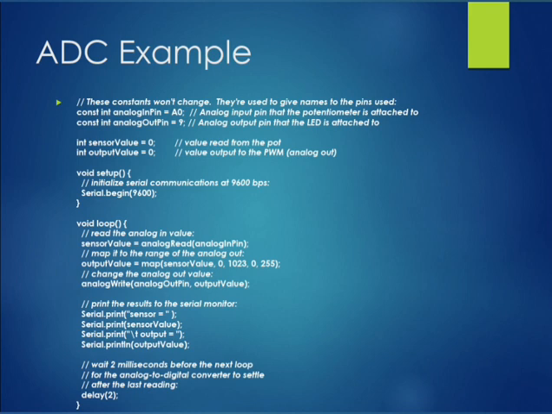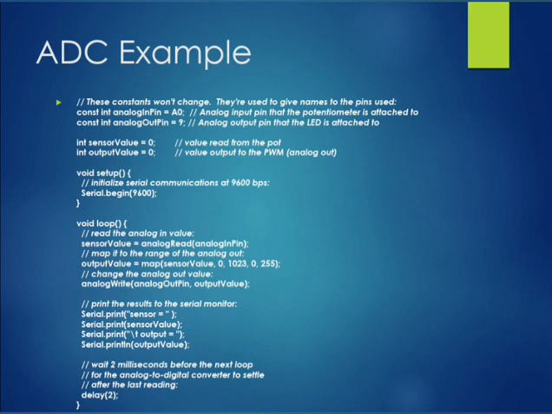void setup(): it initializes the serial communications at 9600 bps. Serial.begin(9600). void loop(): read the analog in value. sensorValue = analogRead(analogInPin). Map it to the range of the analog out. outputValue = map(sensorValue, 0, 1023, 0, 255). Change the analog out value. analogWrite(analogOutPin, outputValue).